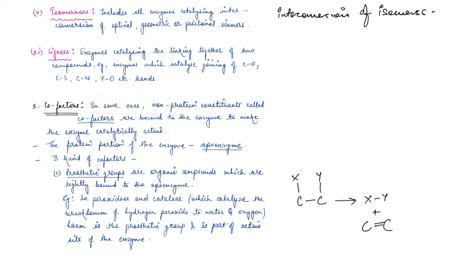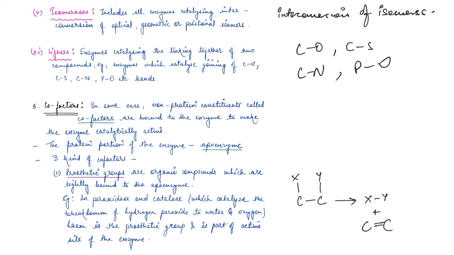Then we have ligases. Now, like we have lyases which basically remove a group, ligase is ligase, that means they link together, they add compounds, right? So basically enzymes which catalyze joining of C-O, C-S, C-N or P-O, such kind of bonds are ligases. So guys, these are the six groups of enzymes that we have to study about.